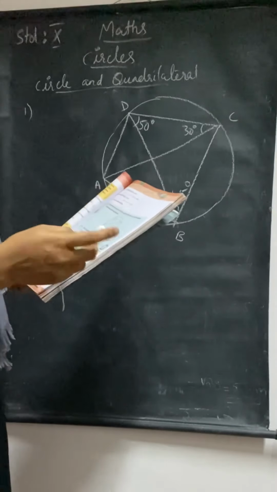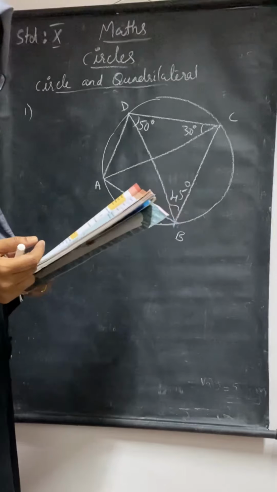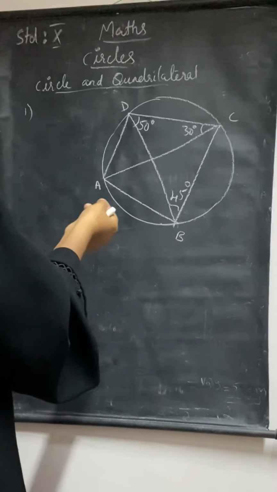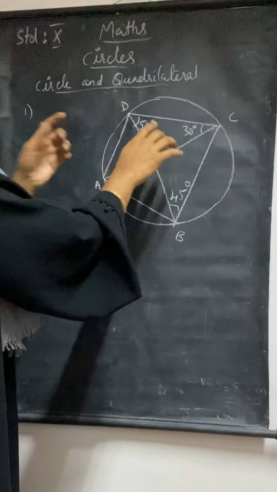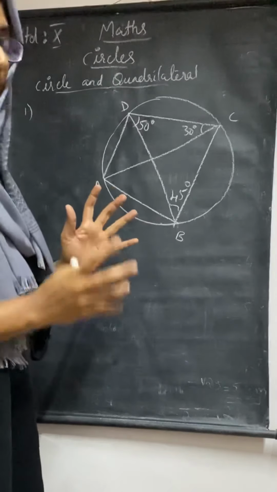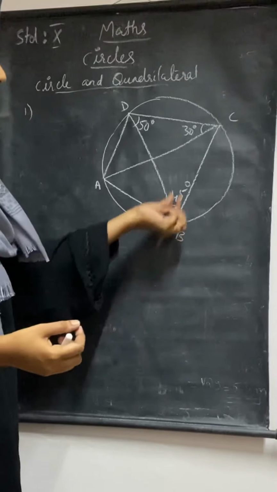You have the first question: calculate the angles of the quadrilateral in the picture and also the angles between their diagonals. Which means whichever angles are missing, you have to find out. You have a quadrilateral ABCD and a circle. We said that if it is touching the circle, it is called a cyclic quadrilateral. You can see 50 degrees, 30 degrees, 45 degrees. Some of the angles are given here.